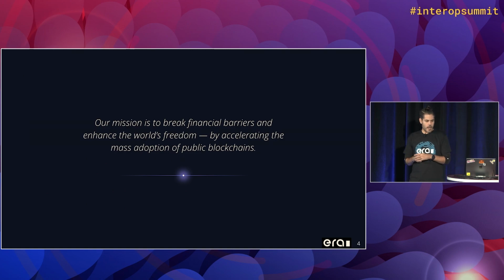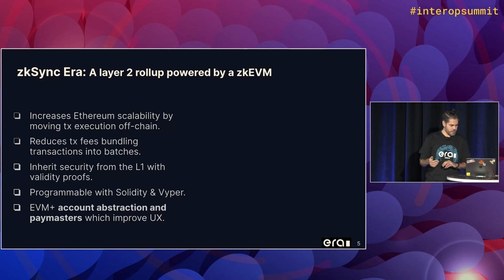So, at Matter Labs, our mission is to accelerate the mass adoption of public blockchains, and we have been doing it during the last few years by building zkSync. As you know, Ethereum is the most popular blockchain, so our job with zkSync has been to scale it and to make it more usable for people.